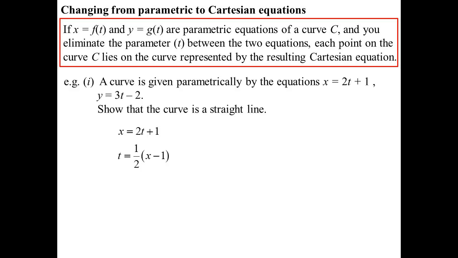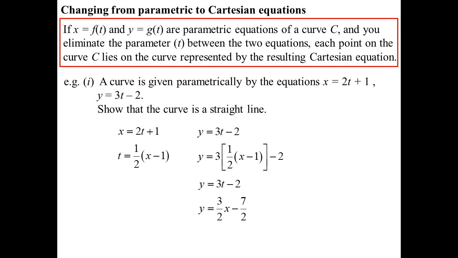Here is this one. x equals 2t plus 1, y is 3t minus 2. We're going to show this does describe a straight line. So I need to make t the subject of one of these. It doesn't matter which one I pick. So I went with x. So t is a half of x minus 1. Substituted into the other one. A little bit of algebra, and there's the equation of the line. And that we recognise to be a line because it's in that form of y equals mx plus b. So that is a straight line.